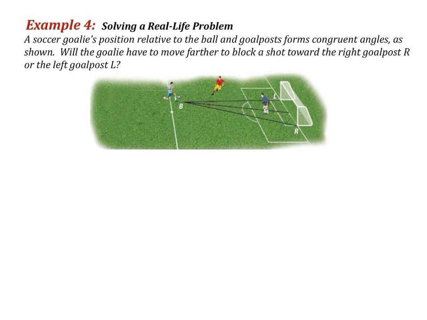All right, let's take a look at example 4, another real life problem. A soccer goalie's position relative to the ball and goalpost forms congruent angles. And you can see the congruent marks. Will the goalie have to move farther to block a shot toward the right goalpost R or the left goalpost L? So will he have to move closer to the R or to the L?